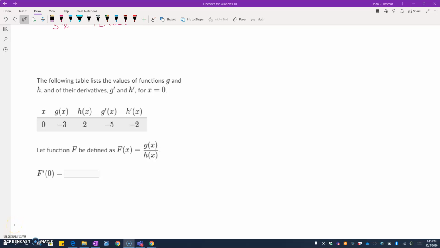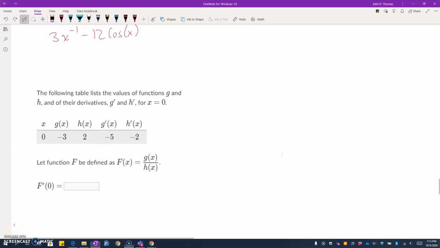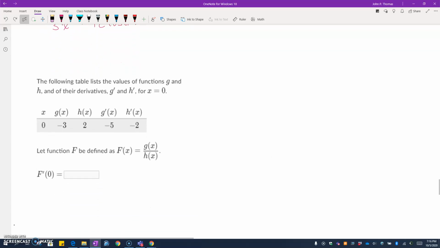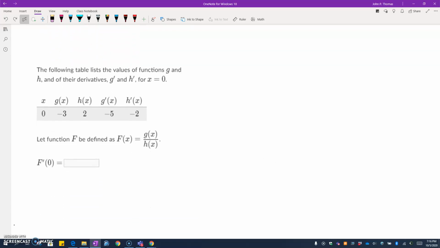Alright, so we're going to continue on with our most missed question. So this is going to be most missed number 14. So this one is from quotient rule with tables. So it says the following table lists the values of a function g and h and their derivatives g prime and h prime for x equals 0. And it asks us to find f prime of 0, where f of x equals g of x over h of x. So this is really a quotient rule problem.